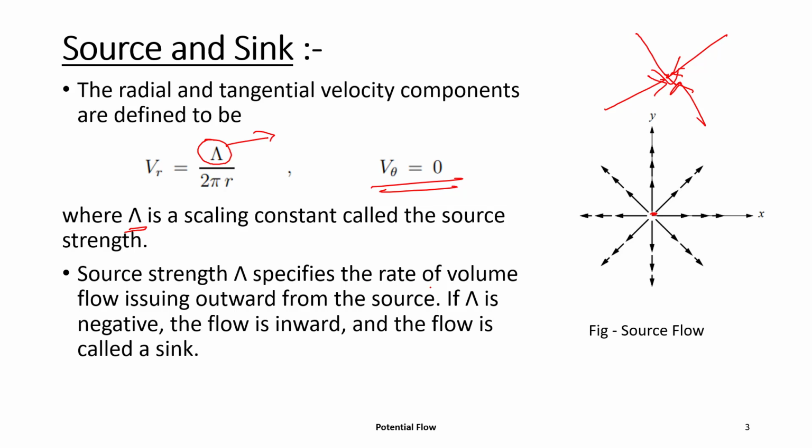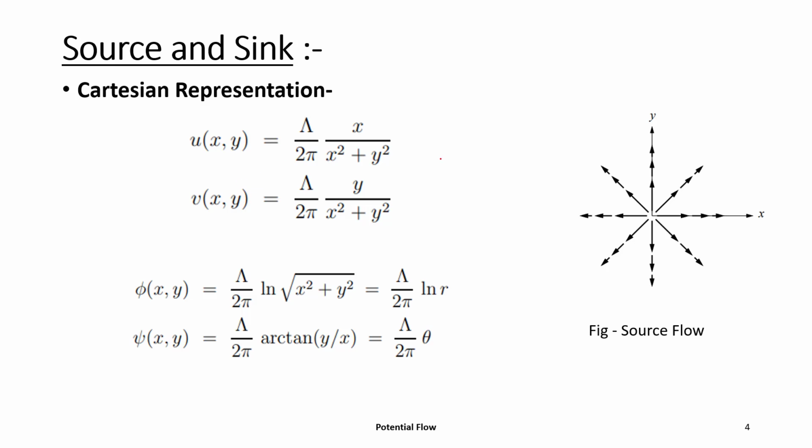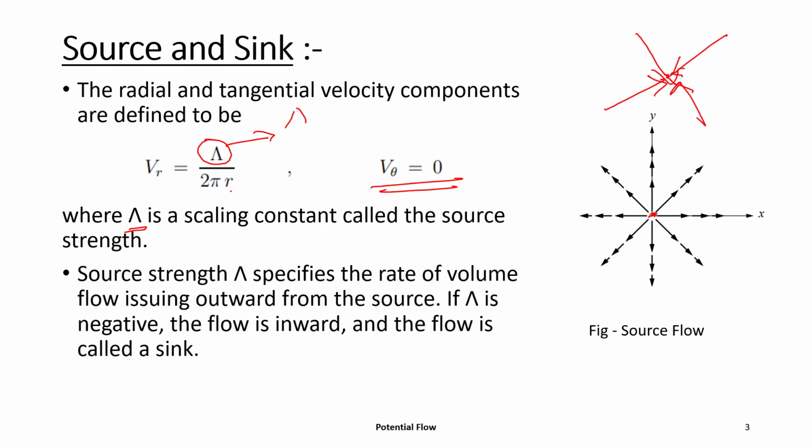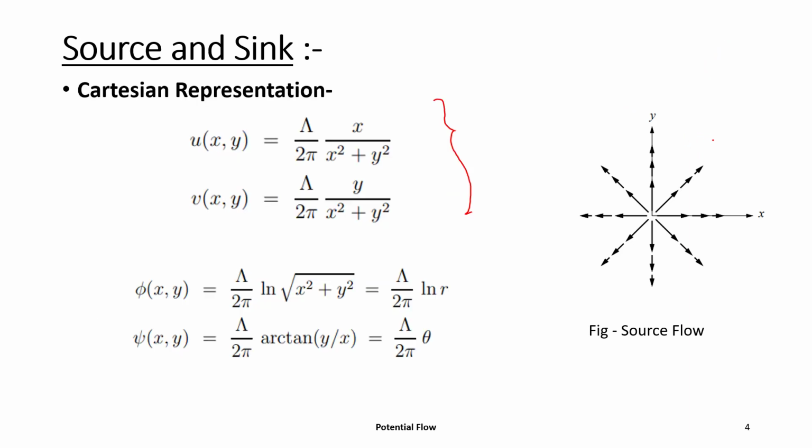Source strength gamma specifies the rate of volume flow issuing outward from the source. If gamma is positive, then it is called a source, and if it is negative, then the flow will be toward the source, toward this sink. So it is called a sink. So this is the Cartesian representation of velocity. Here we have simply taken the radial velocity in the x and y directions.